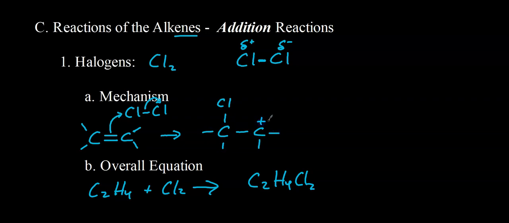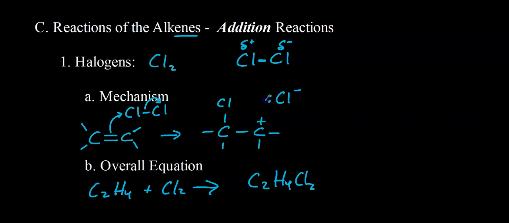Now, why did I put that plus there on top of the carbon? Well, this carbon on the right has lost a pair of electrons, so it develops a positive charge. And so that positive charge is susceptible to attack from something that has a negative charge, namely the second chlorine that came from our chlorine molecule.